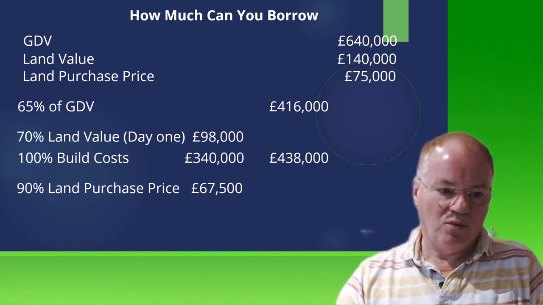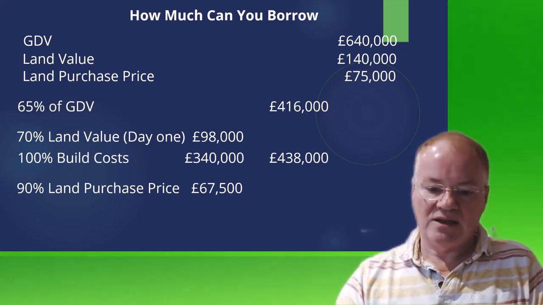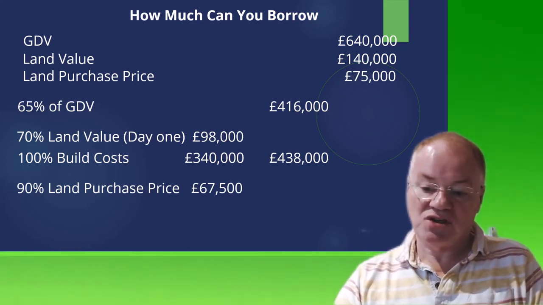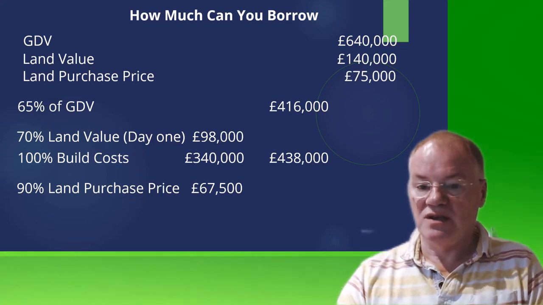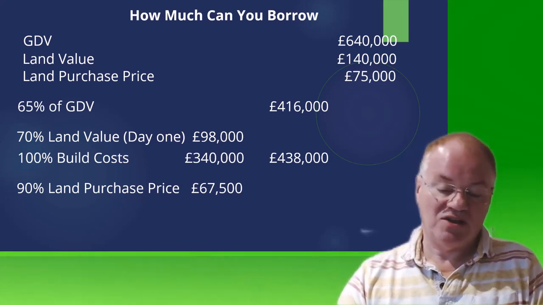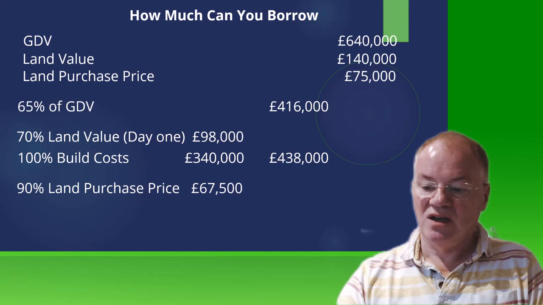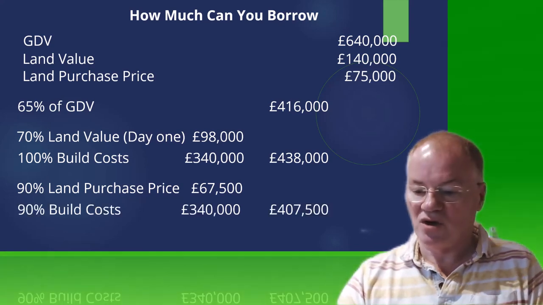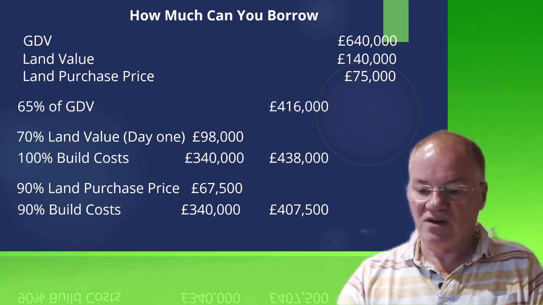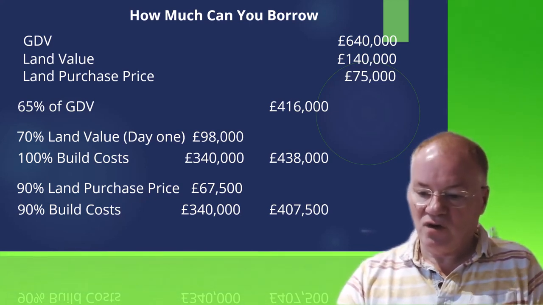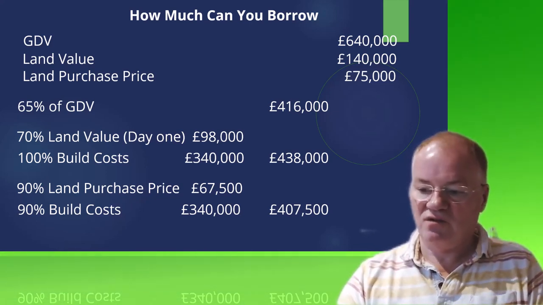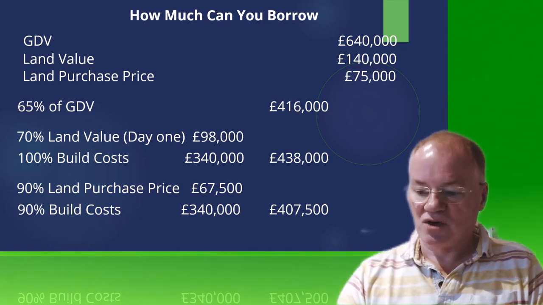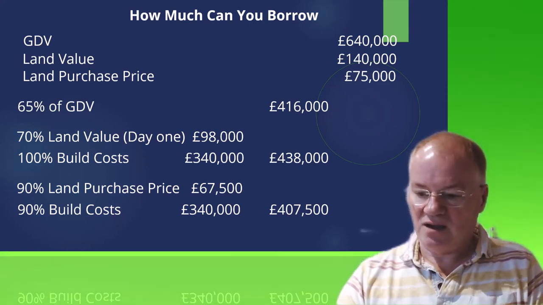so what they're saying is that they will lend up to 90% of the land purchase price, which would be 75,000, so that'd be 67,500 in this situation, and then 90% of the build costs, which then gives us a figure of 340,000, so that's 90% of the 438,000. So our total loan in this situation is 407,500.